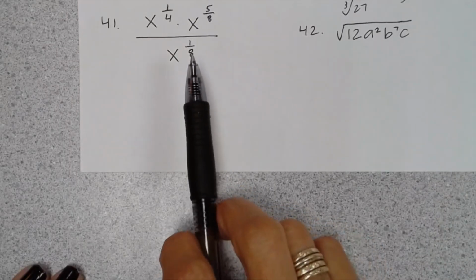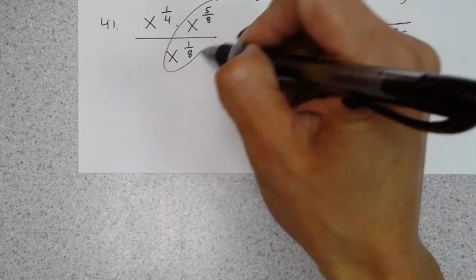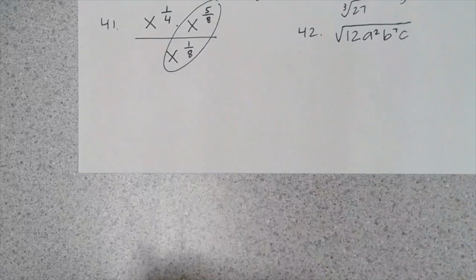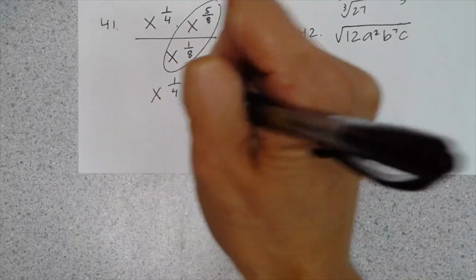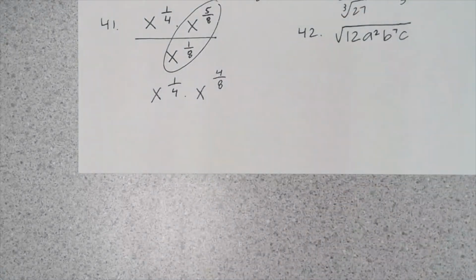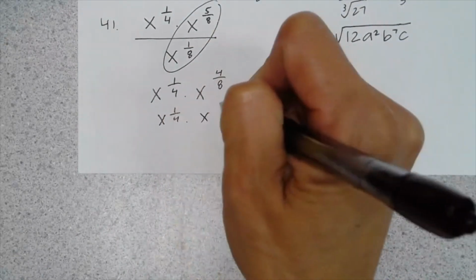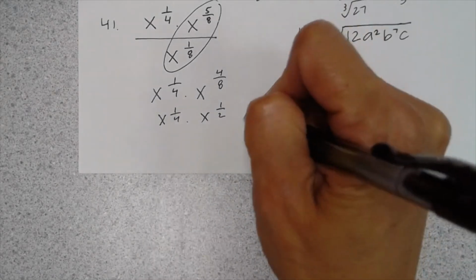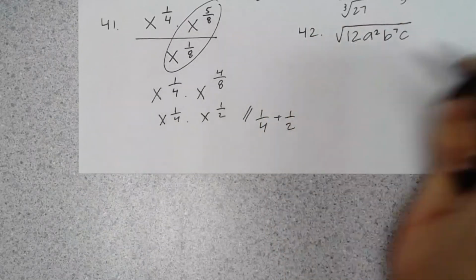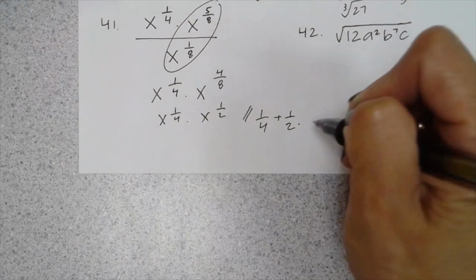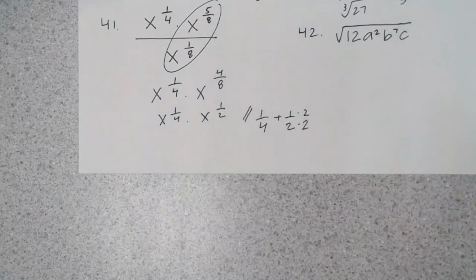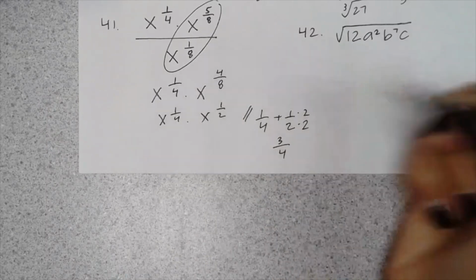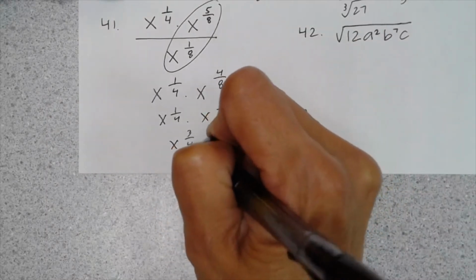For number 41, we have x's on top and bottom. So first I want to work with these two because they both have a denominator of 8. So we're going to do 5/8 minus 1/8 makes 4/8. And that's going to reduce to x to the 1/2. And then now we have same bases, so we're going to add exponents. So we're going to go 1/4 plus 1/2. To make the common denominator, we're going to go times 2 and 2. So you end up getting 1 plus 2 is 3, and then you leave the denominator the same to get 4. So you have x to the 3/4.